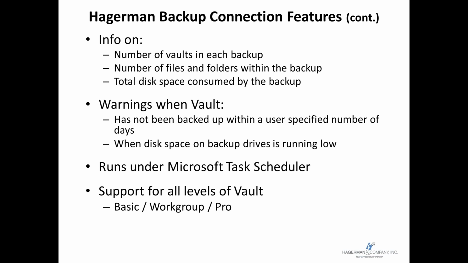You can start to see when your disk is getting full, and you can start running some numbers and saying, okay, I'm guessing we got probably 1,500 folders. That looks about right. It backed up 1,610. So a little bit of a status check and sanity check on what your backup is doing. It will issue a warning if there's not been a backup performed in a certain number of days, and also when the disk space on that drive gets low or near a critical level. The backup connection will run under a Microsoft scheduled task, and it supports all the levels of Vault: Vault Basic, Workgroup, and Pro.